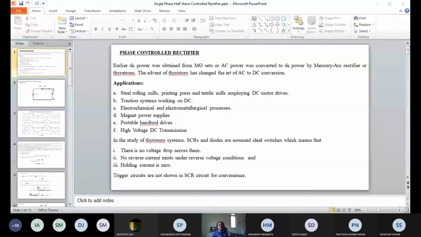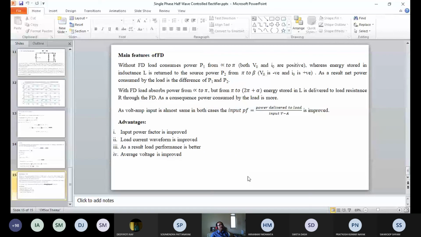So today was resistive load, RL load, and a freewheeling diode: half wave, full wave, half controlled rectifier. Any more questions? Why is it half controlled? Because there is no negative voltage, so only motoring. There is no regeneration.